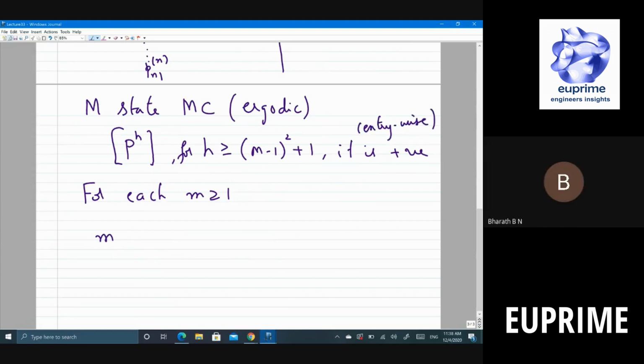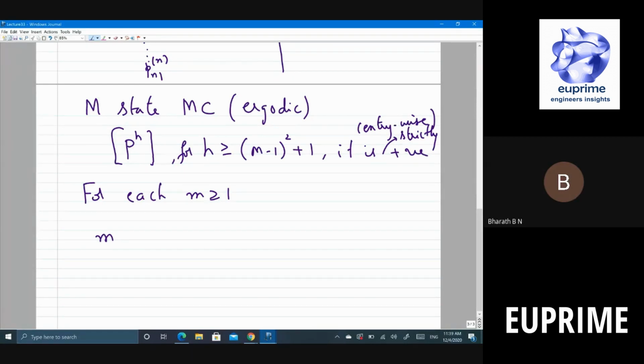It's not positive semi-definite or definite. Yes, sir. It should be positive anyway, right? What is positive? Each entry of P power h. It is positive, each entry is positive. That's what I'm saying, irrespective of h. No, no, it's positive. I should say strictly positive, I mean, not zero. Is that fine?